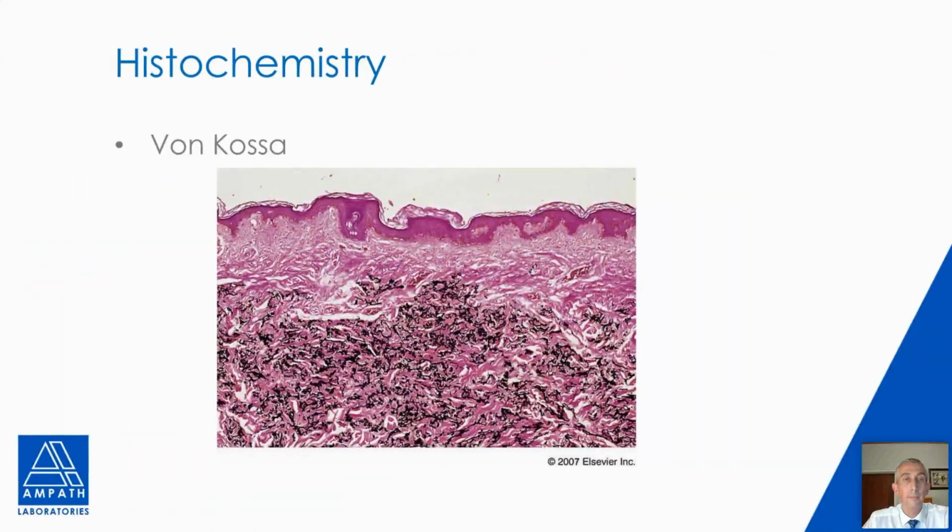The von Kossa stain identifies calcium. This is a skin biopsy with the epidermis at the top, and in the dermis beneath, one can see black staining material. This is calcified elastic fibers in a condition known as pseudoxanthoma elasticum.